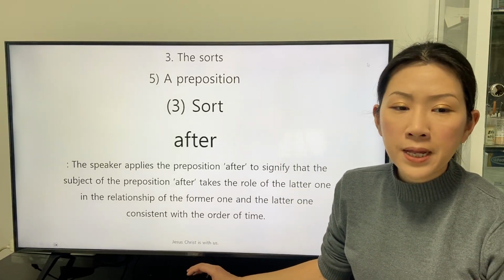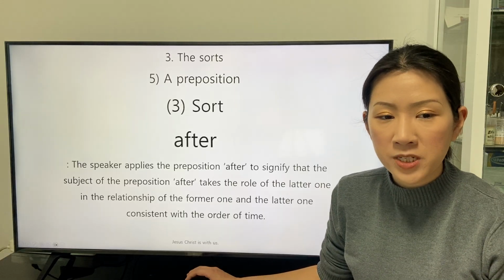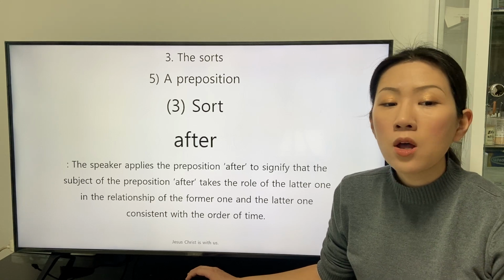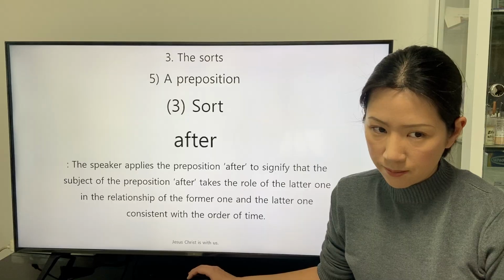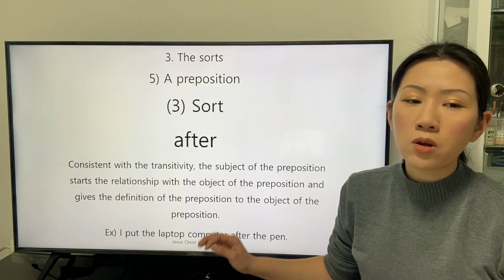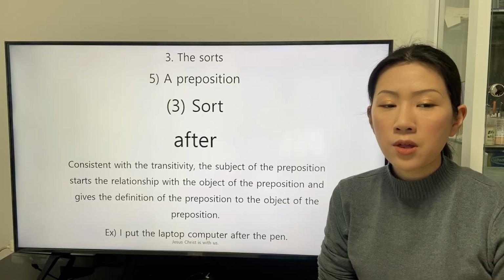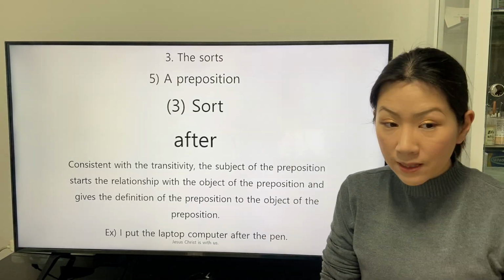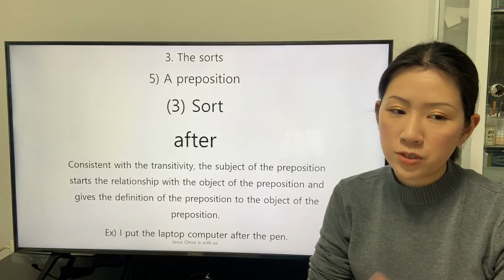The speaker applies the preposition after to signify that the subject of the preposition after takes the role of the latter one in the relationship of the former one and the latter one, consistent with the order of time. Consistent with the transitivity, the subject of the preposition starts the relationship with the object of the preposition and gives the definition of the preposition to the object of the preposition.